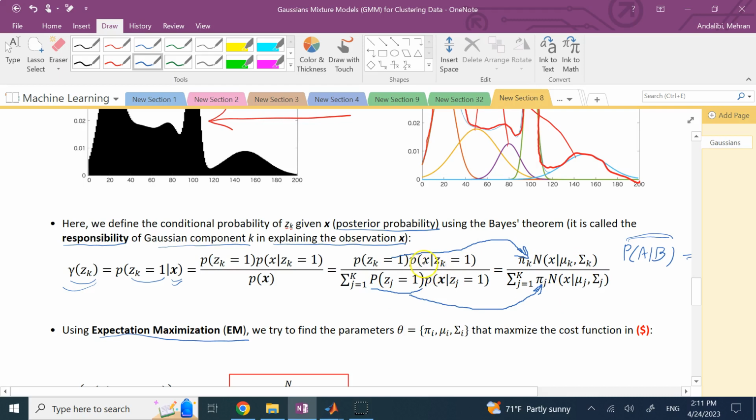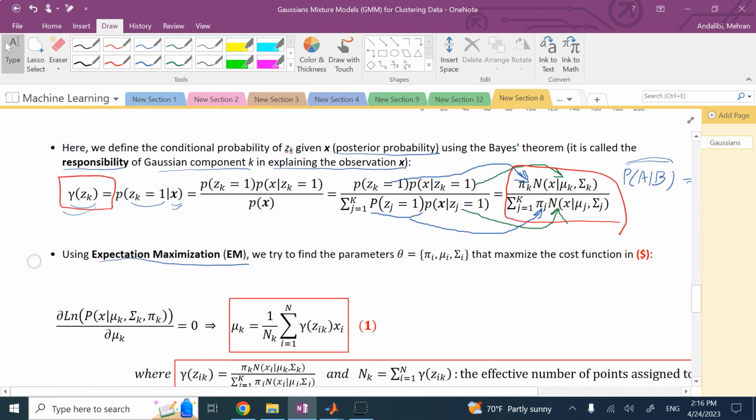And then these likelihood functions, as we know, are the Gaussian functions. So we write them as the Gaussian functions. Okay, so this was what? The posterior probability, or here we call it the responsibility of Gaussian component K in explaining the entire observation. This is the gamma function of ZK. Just keep that in mind. We need that.